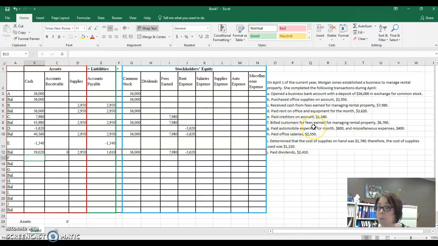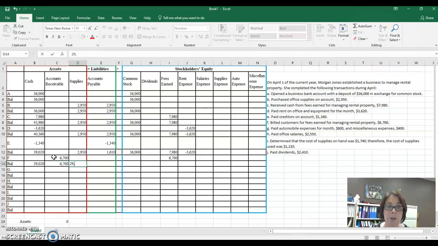F, billed customers for fees earned for managing rental property. So when we're billing customers, we're saying, okay, we've completed your services, and we're going to give you a little bit of time to pay us. So that for us is an accounts receivable. So billing customers creates an accounts receivable for us, and that is a positive. And for fees earned, that is also a positive. So we did not affect cash. We now have accounts receivable.